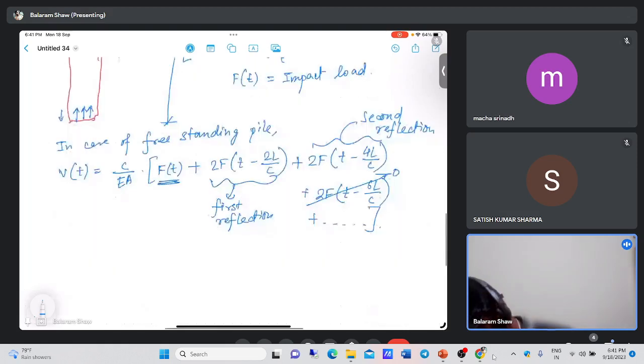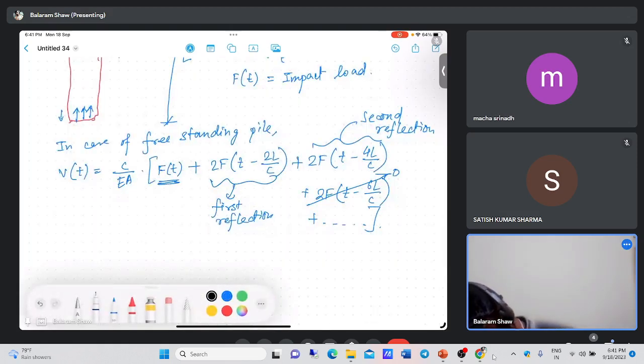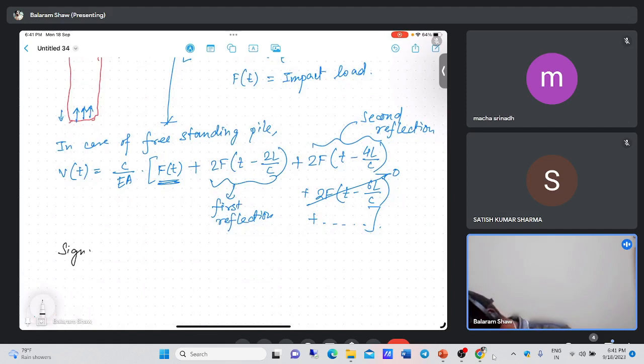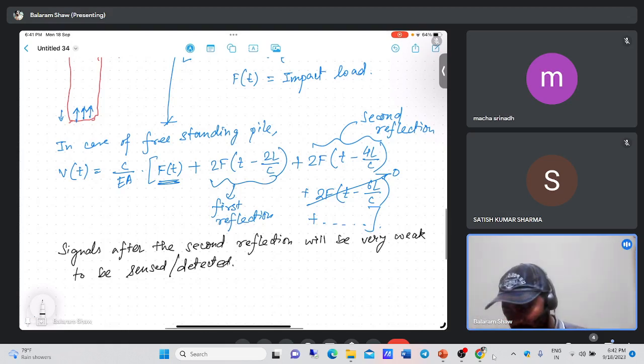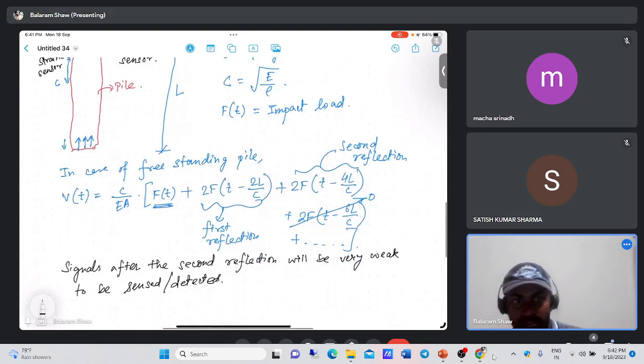Okay, so what I said is that signals after the second reflection will be very weak to be sensed or detected, whatever you say. Okay, so did you get what is happening in this pile driving analyzer test?